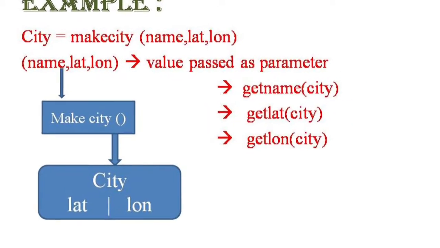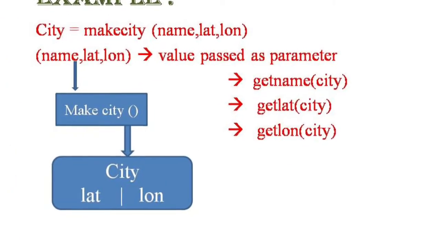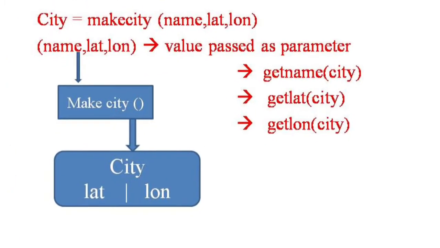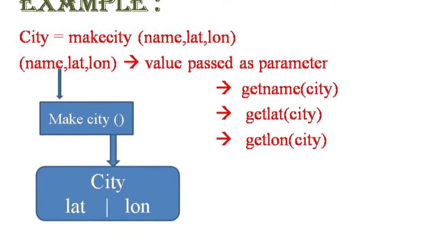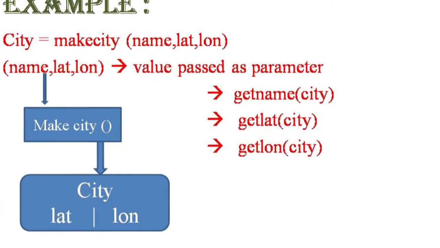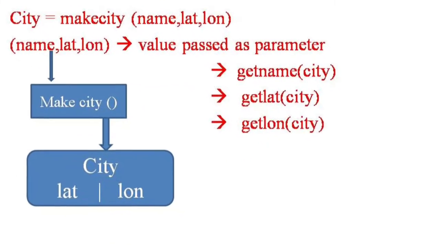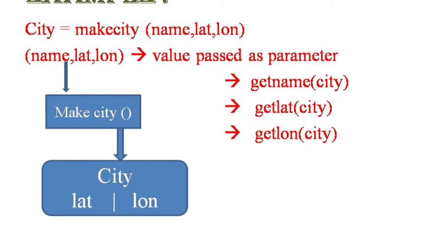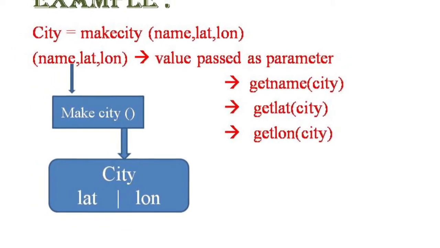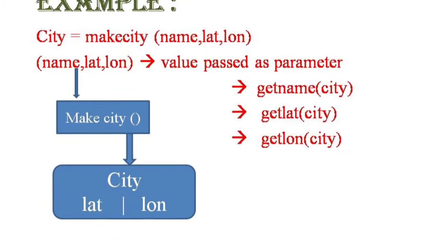Now look at this example. Here city is an object. The function which creates the object of the city is the constructor. So make city is the constructor. Now a selector has to be created to extract the information. Get name, get lat, get long are the selectors.